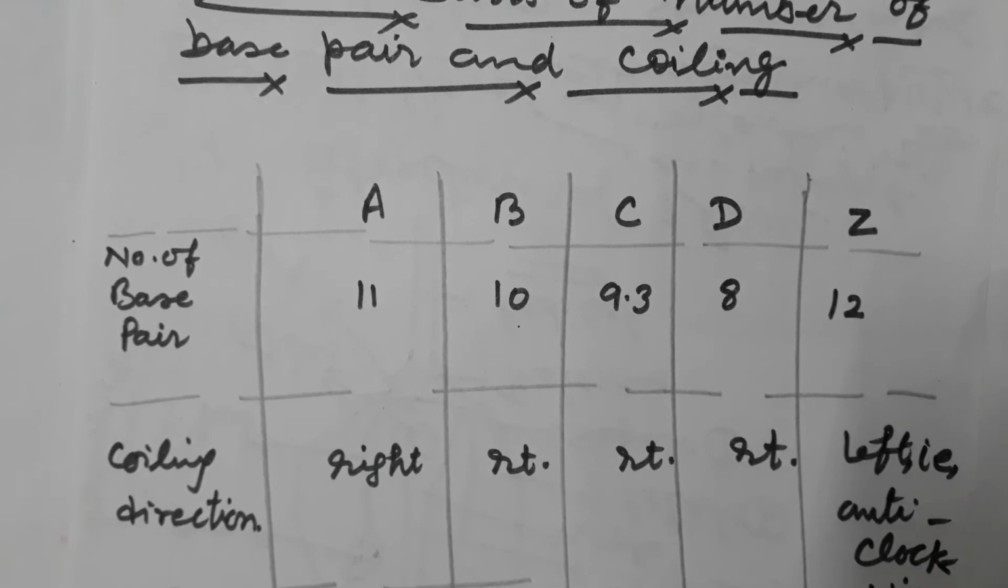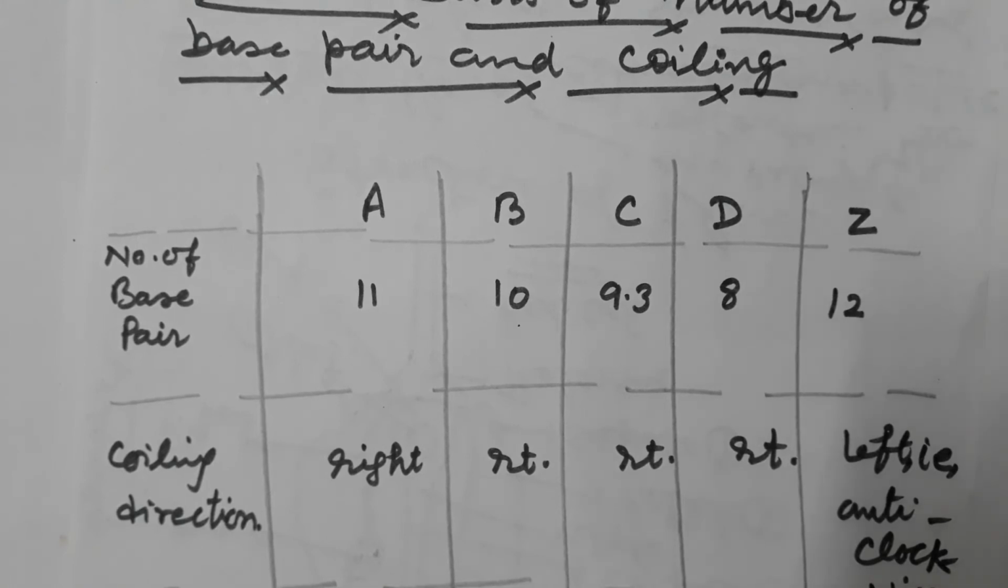What type of coiling they are showing? A, B, C and D, all the 4 types are showing right coiling, and the 5th one, Z, is showing left coiling, that is, it turns in the anti-clockwise direction.